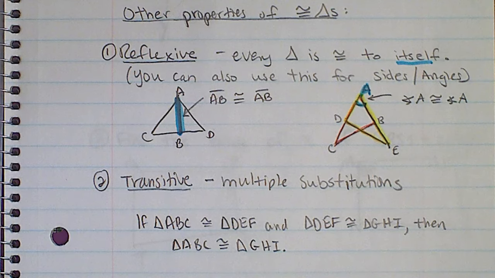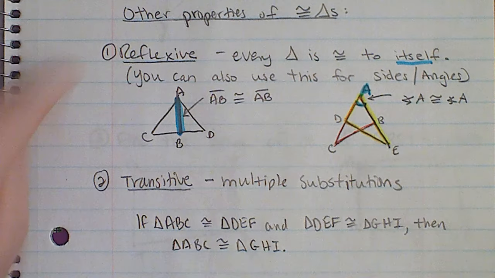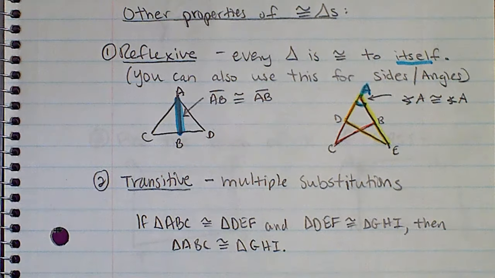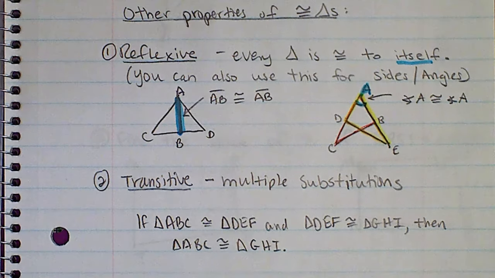So anytime you have an overlapping kind of situation, you would want to use reflexive. Transitive we talked a little bit about already, and that's just multiple substitutions. If you can't remember this word, it's totally fine with me if you just want to write the word substitution, but here's an example in case you weren't there the day that we explained the transitive property.